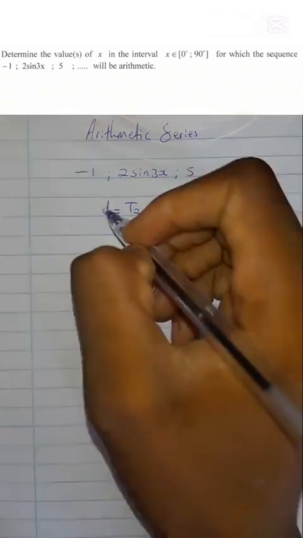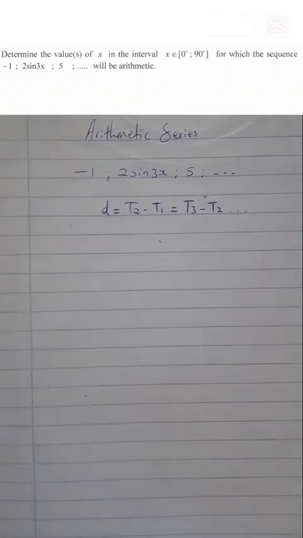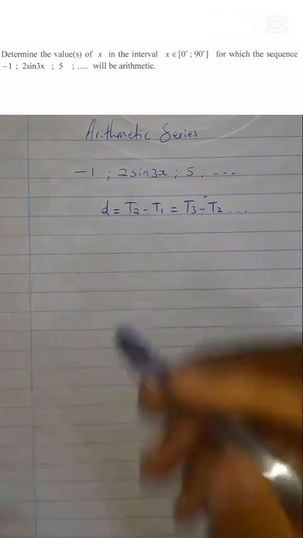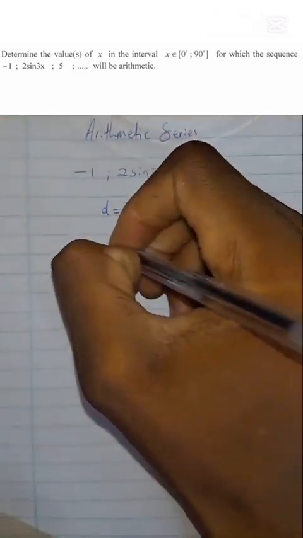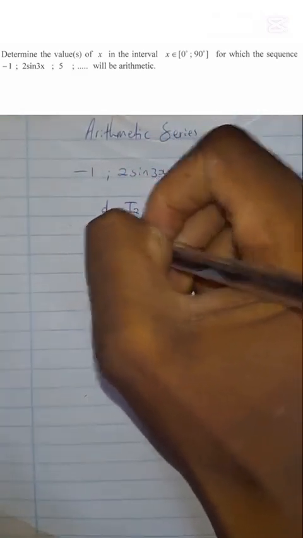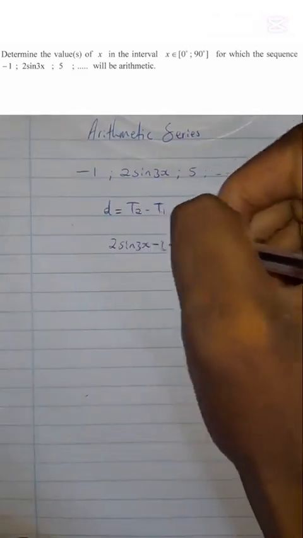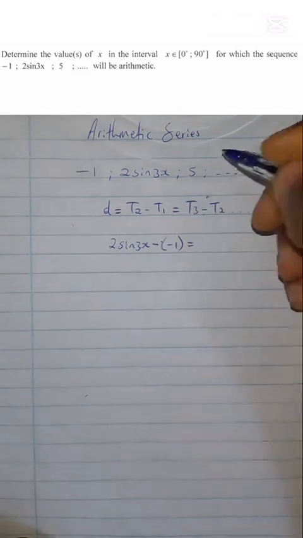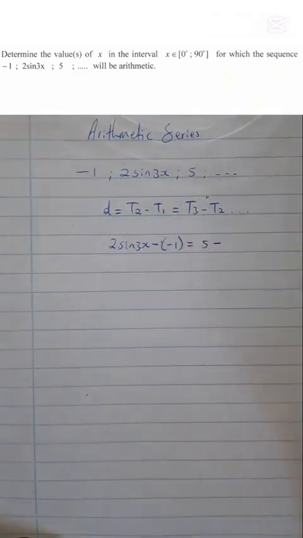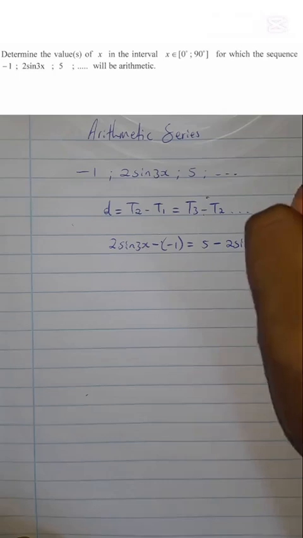Like we said, d is equal to t2 minus t1, which is also going to be equal to t3 minus t2. Wherever we see t2, we're going to put the second term, and like that. So the second term in this case is 2 sine 3x, and we're going to subtract t1, which is negative 1. That is going to be equal to t3, which is 5, minus t2, which is 2 sine 3x, right?